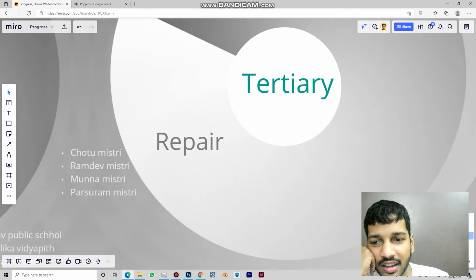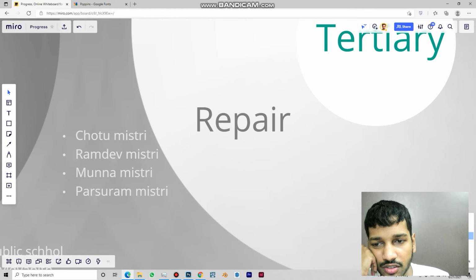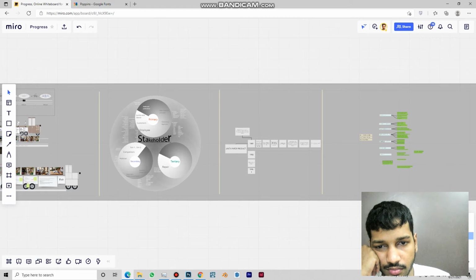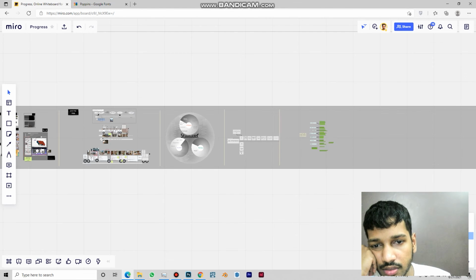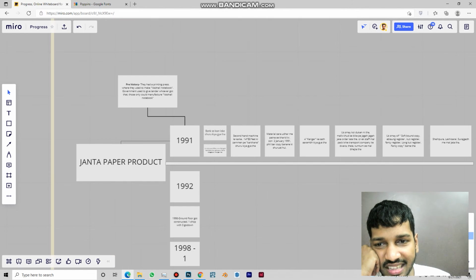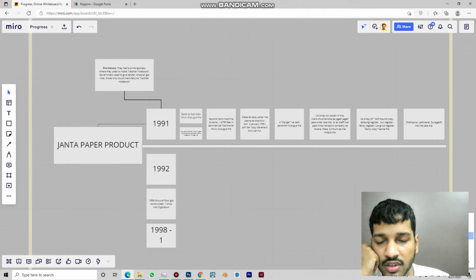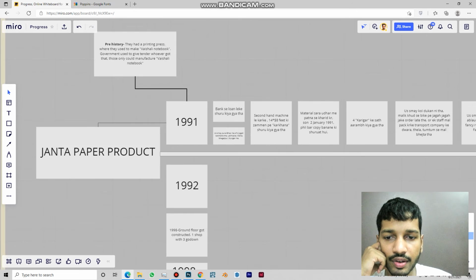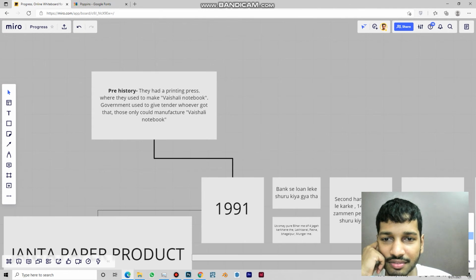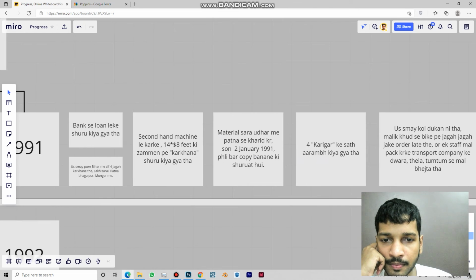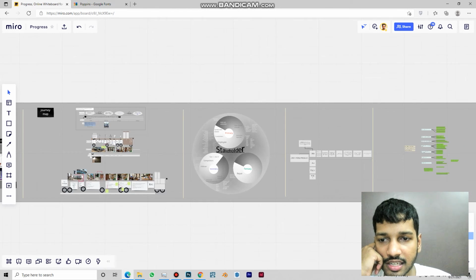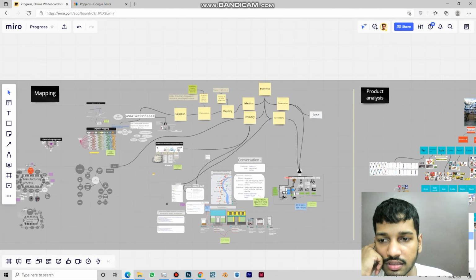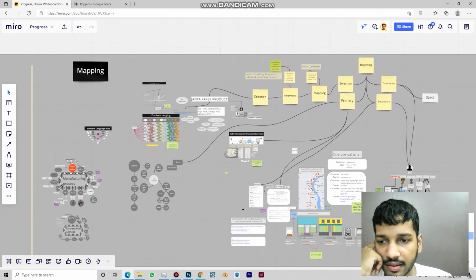In the tertiary I found the repair person. What do the owner call? Then this is the detail, a brief history of what I got to know from the conversation with the owner, the people nearby, and the employee: when the shop opened, the pre-history of the shop from 1991. This was the conversation actually. The inferences that I took out from this, I start from here.